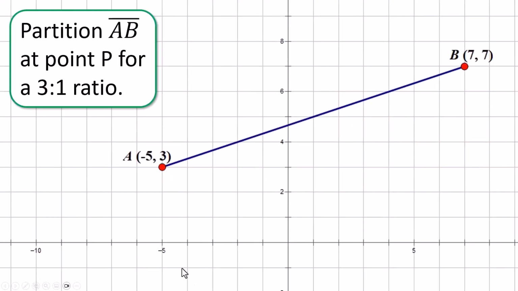Hey, welcome to your next geometry lesson, where today we're going to do partitioning. Not every geometry teacher does this. You need to check with yours. In my district, the honors level geometry does partitioning and the regular one doesn't.